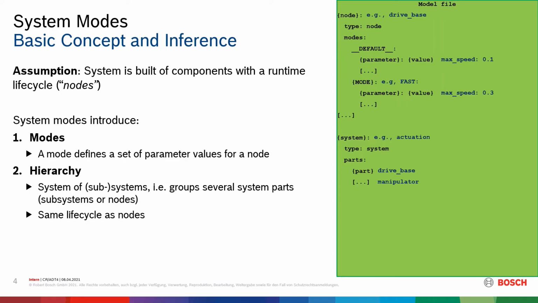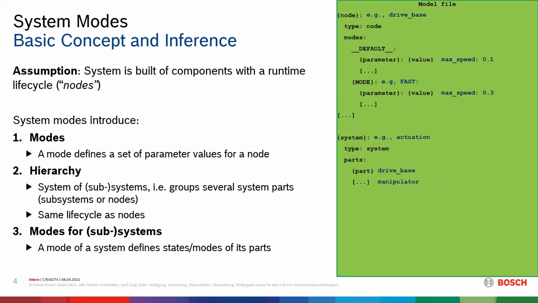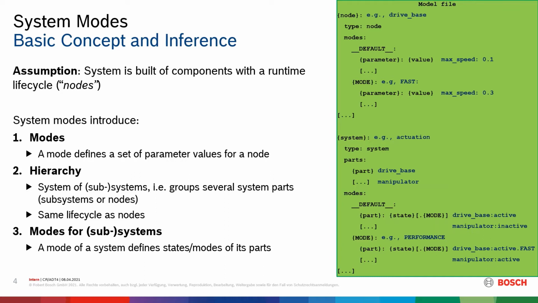Last but not least, we introduce modes for systems. Now, these look a bit different from the modes that we introduced for nodes, as they now don't specify parameter values, but instead specify how the state and mode of their system parts look like. Consider again the example of the actuation subsystem that might have a default mode and a performance mode. In the default mode, the drive base would be active and the manipulator node would be inactive.